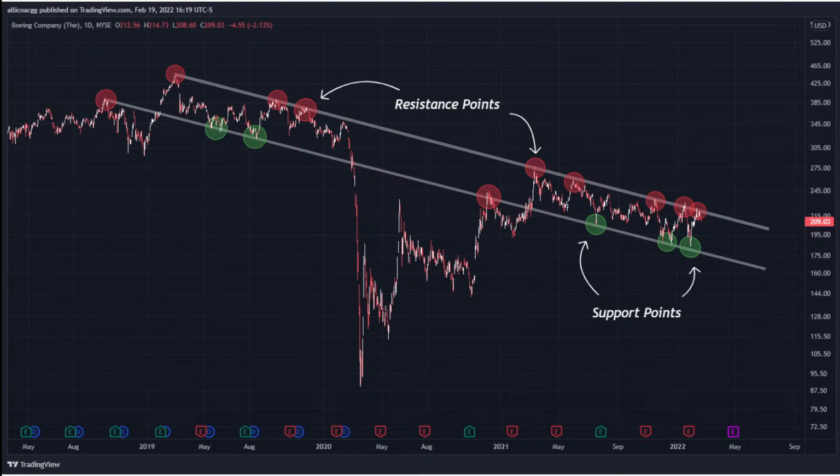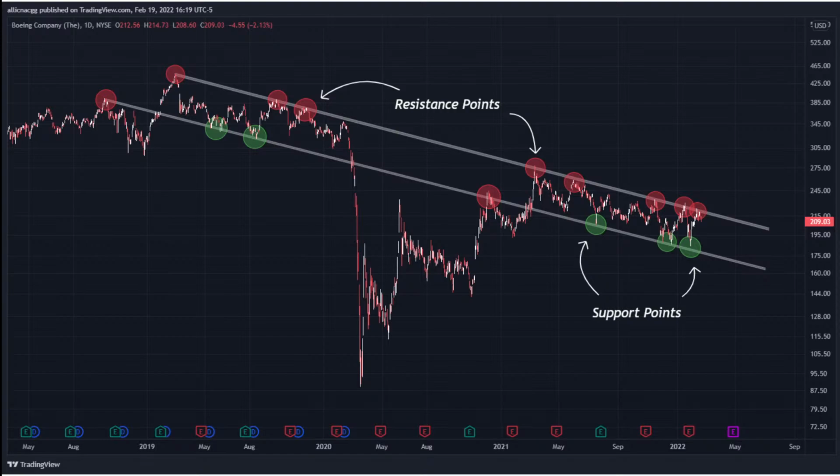Realistically, any of these tops or bottoms of the zone has been acknowledged very, very consistently by Boeing and has made for wonderful trading opportunities, not acknowledging anything else, right? You can see all the red circles are points of resistance where we've seen a rejection, and all the green circles are points of support where we've seen a bounce.